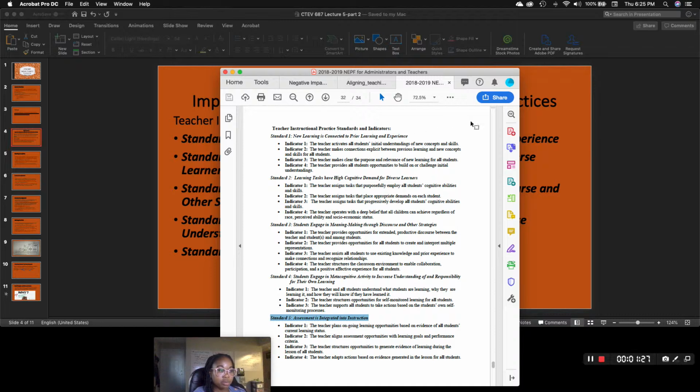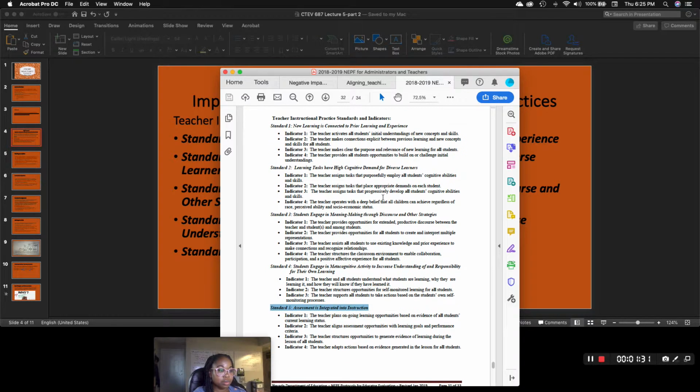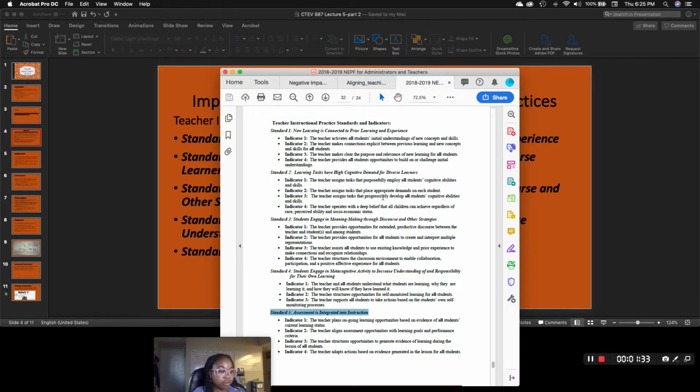So this is the page I'm referring to. This is page 31. And there are 5 strands or 5 standards for the teacher instructional practice standards and indicators. So this goal, remember, it's all about you and improving your practice as an educator, which is like a professional growth goal. And these are the standards that I refer to here in the PowerPoint.